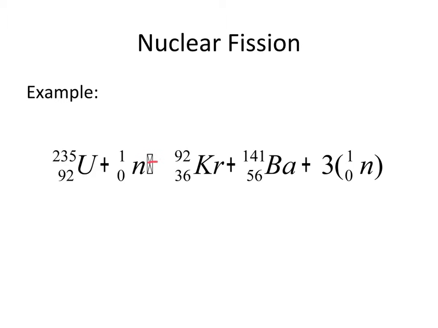Here's an example. Fix that up with an arrow, and we start with uranium-235 as the fuel. We add a neutron, and we can see that we produce some krypton and some barium, and in this case we get 3 neutrons produced as well.